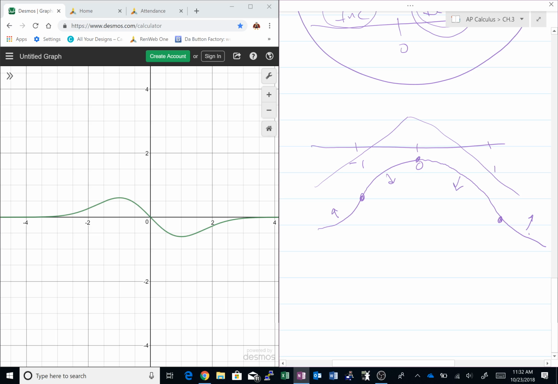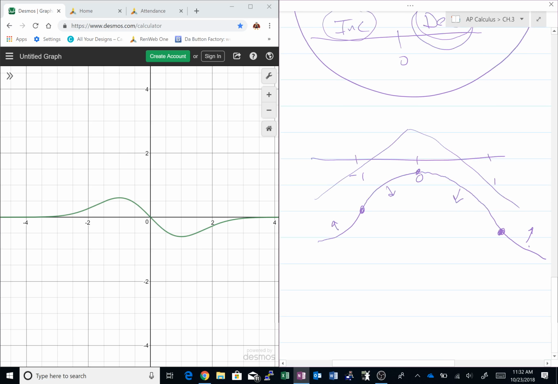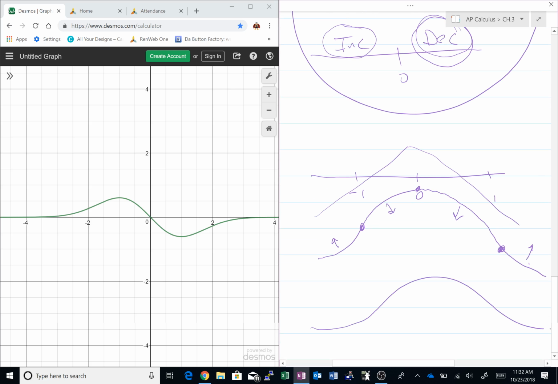I'm changing concavity at -1 and 1. Notice I spill water, then hold water, then spill water again. That is the graph of the original, and the equation of the original is e to the -x² over 2.